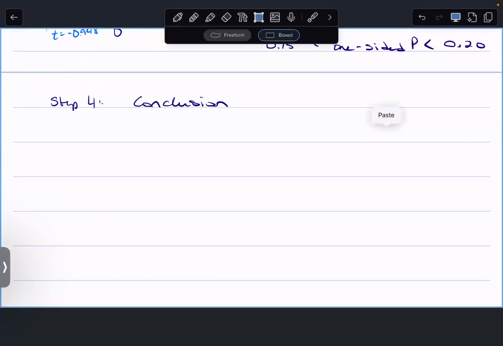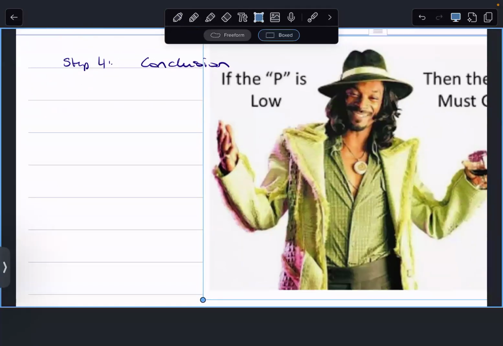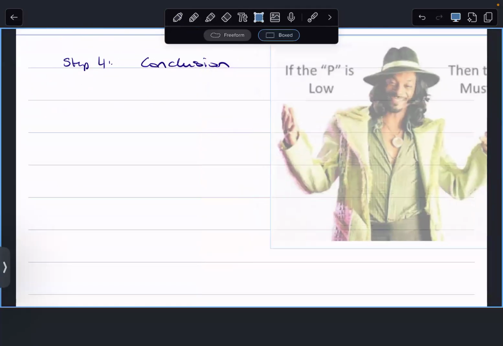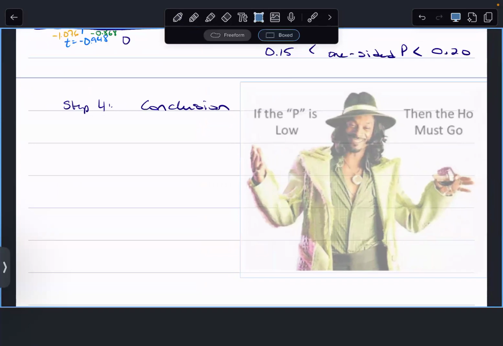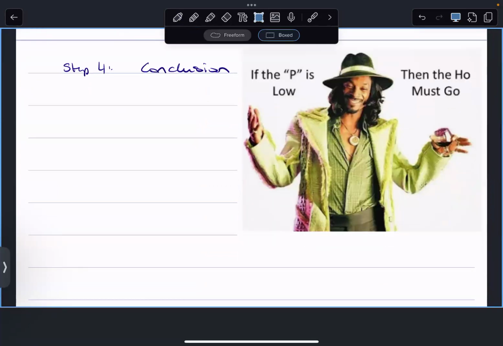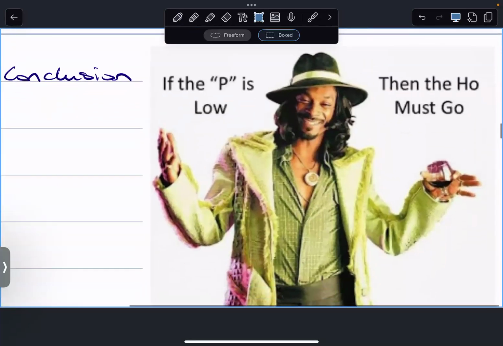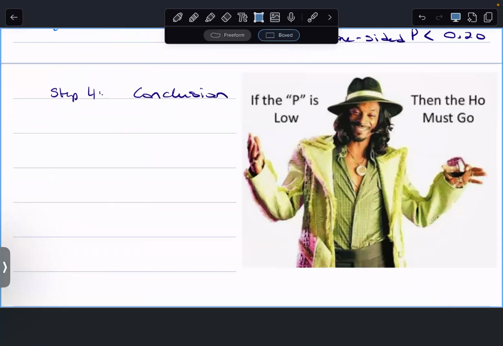This is what I was holding on to that whole time, because I realized I forgot to put it in the notes when I said I was going to. There he is. If the P is low, then the null hypothesis must go. There you go. Just to help you remember, in case the definition of the p-value doesn't help you that much yet.